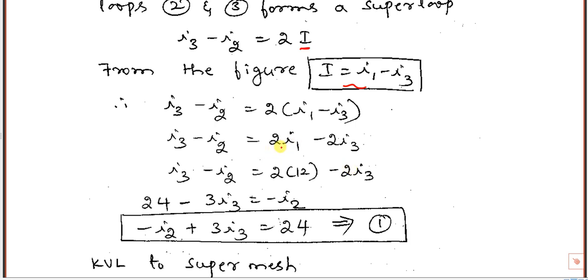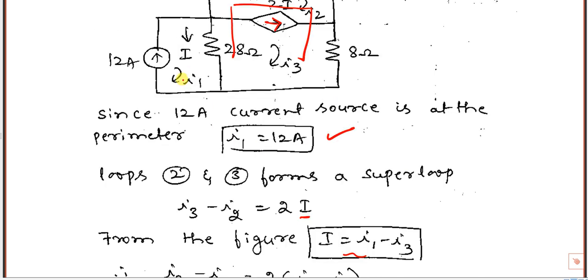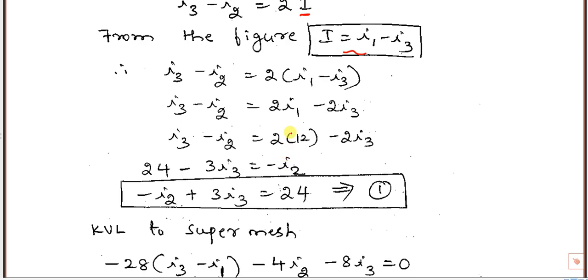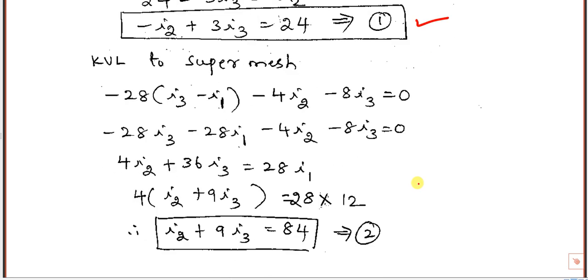So I3 minus I2 is equal to 2I1 minus 2I3. I1 is a known value, I1 is 12. Substitute the value of I1 as 12 and simplify. You will get minus I2 plus 3I3 is equal to 24, this is equation number 1. So 3 equations are required. One equation is over. Another 2 equations are required.